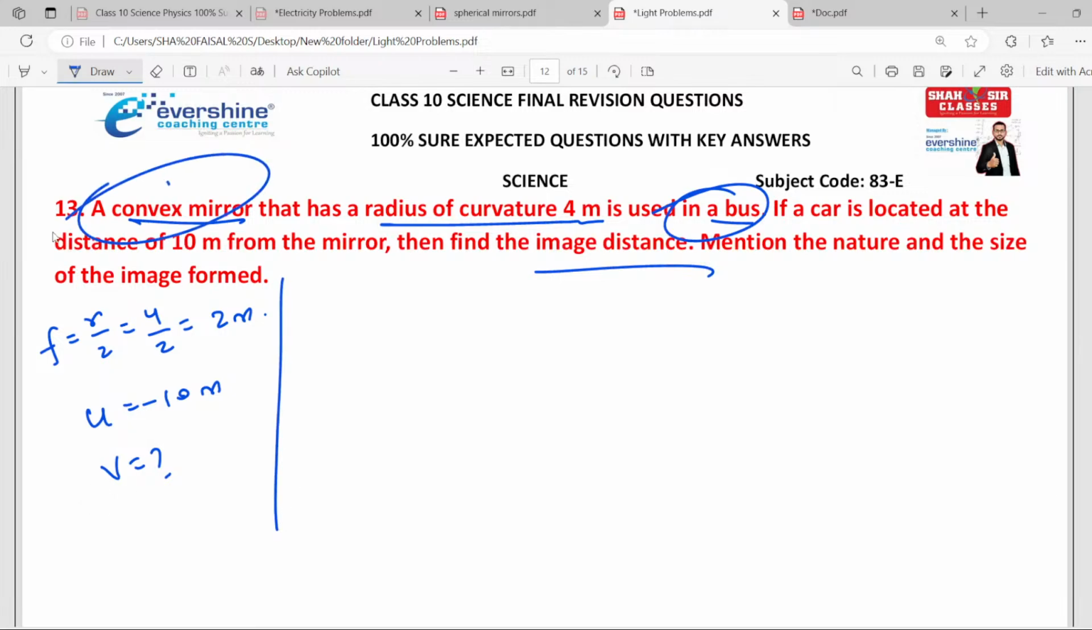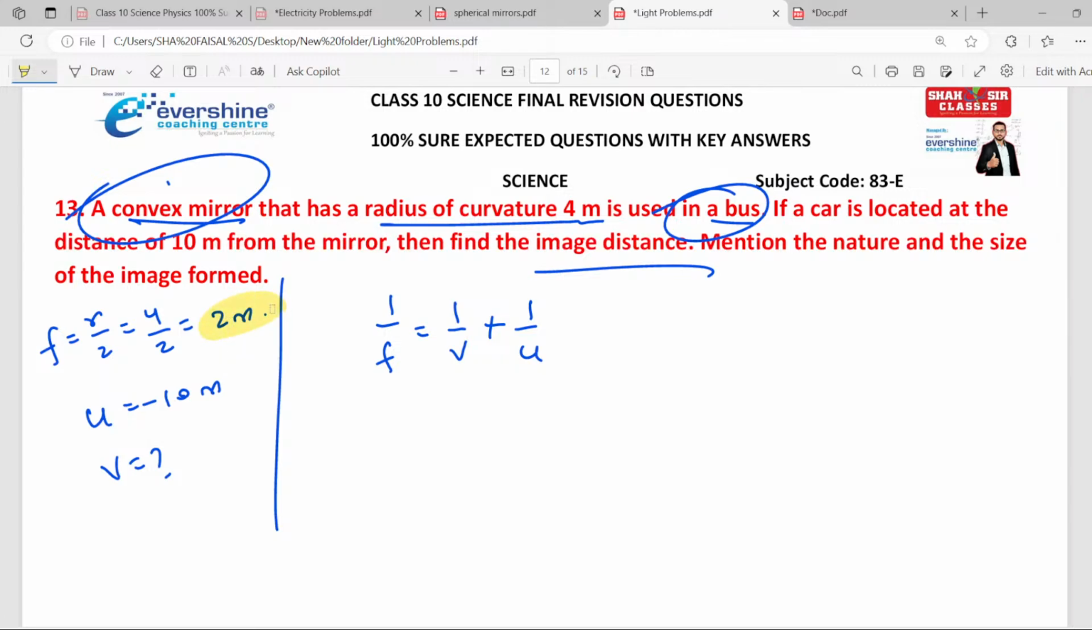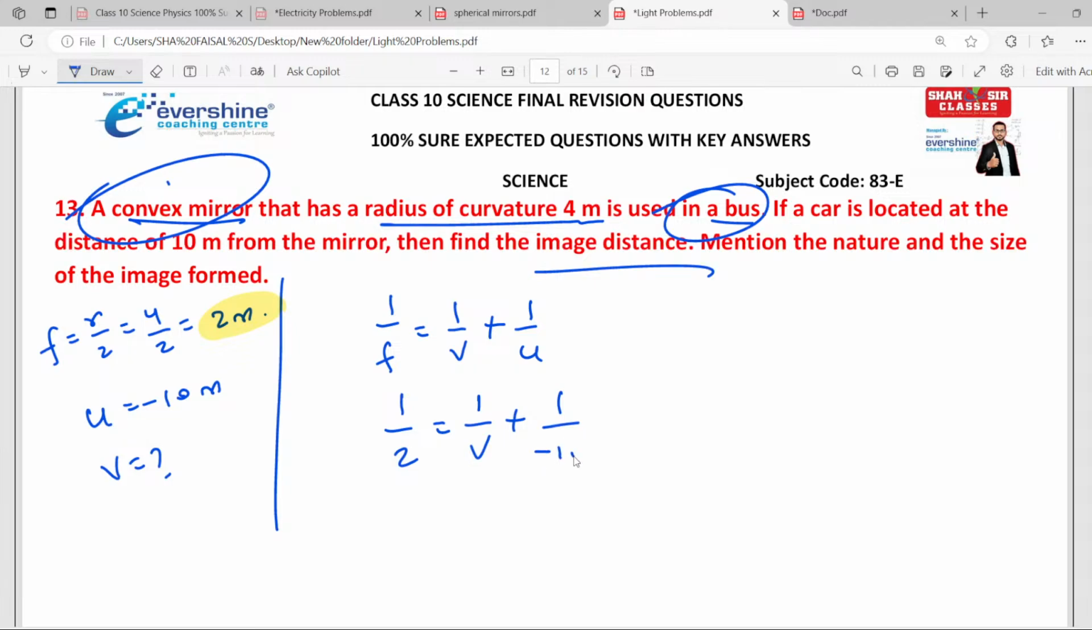Now this is a convex mirror. So what is the mirror formula? 1 by f is equal to 1 by v plus 1 by u. By using this, find the value of v, substitute the values, and remember the focal length here is positive. Since it is a convex mirror, we should take plus only. If it was a concave mirror, then we should take minus. Clear? I'll substitute the values. 1 by 2 is equal to 1 by v plus 1 by minus 10.